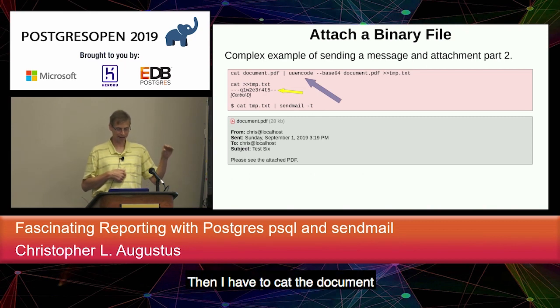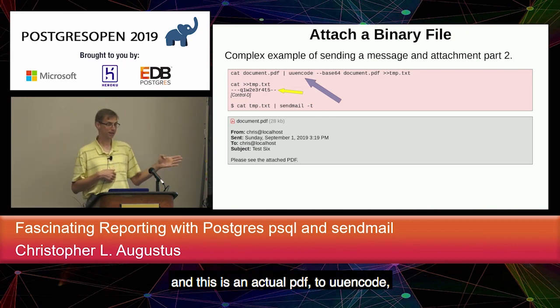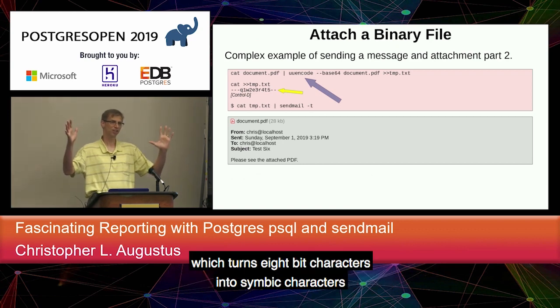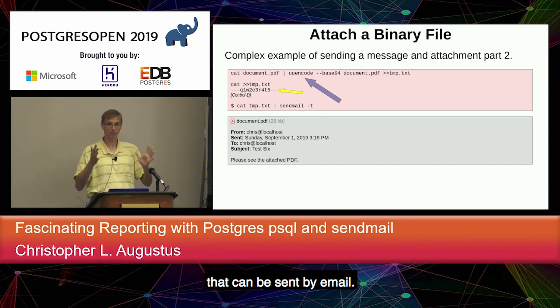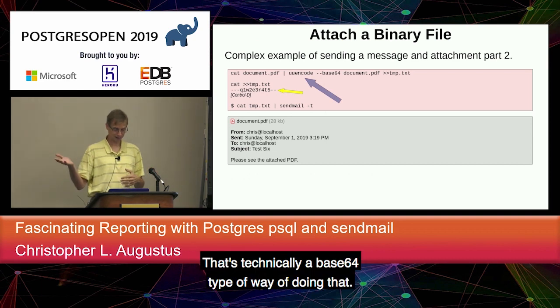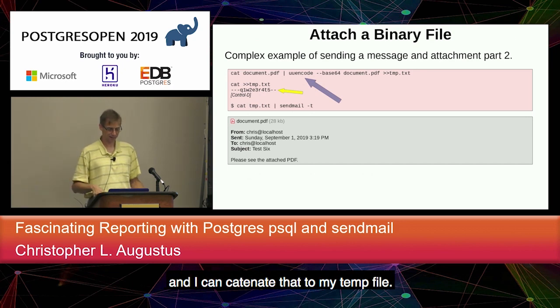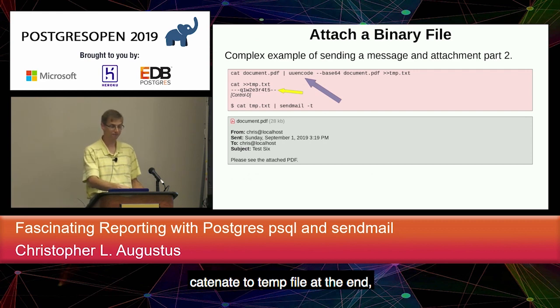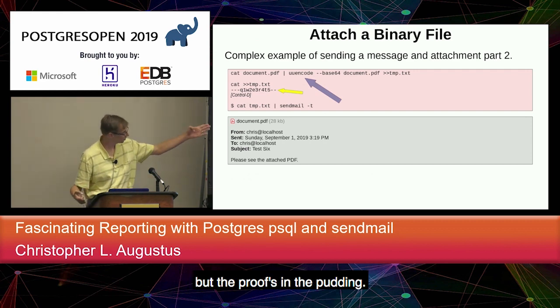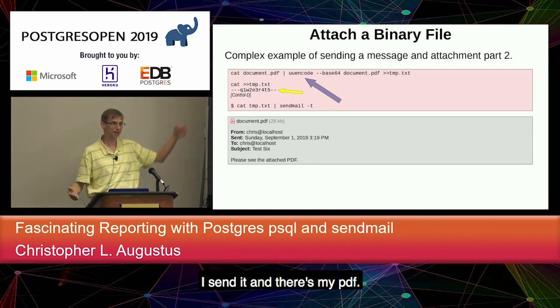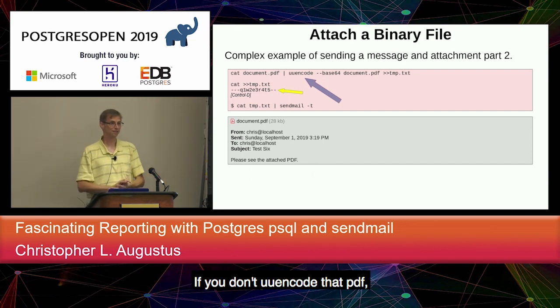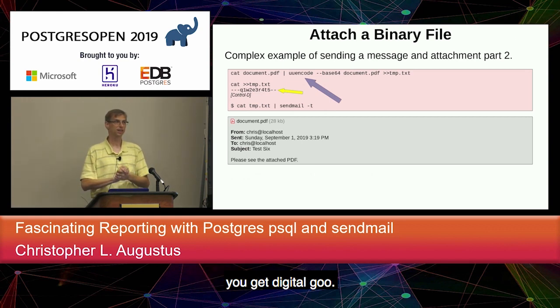And then I have to cat the document, and this is an actual PDF, to uuencode, which turns 8-bit characters into 7-bit characters that can be sent by email. And that's technically a base64 type way of doing that. I put the document name in there again, and I concatenate that to my temp file. And then I have to put a boundary concatenated to the temp file at the end. But the proof's in the pudding. I send it, and there's my PDF. I can double-click on it, and it opens. If you don't uuencode that PDF, you get digital goo.